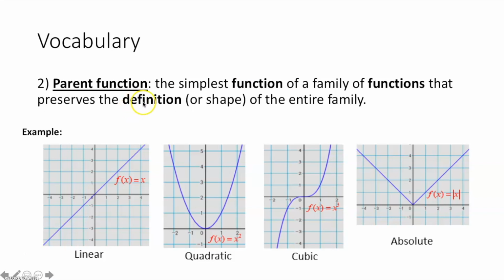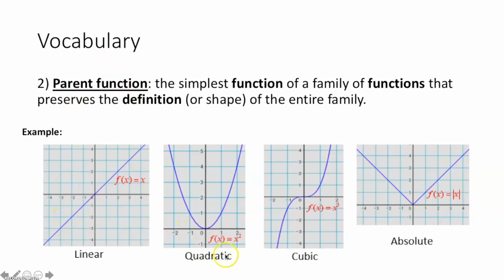Now, a parent function is going to be the simplest function of a family of functions that preserves the definition or shape of the entire family. So what does that mean? Well, here, the most basic linear function you can make is y equals x, or f of x is equal to x. Okay, you're not doing anything to x, you're not multiplying it by 2, you're not adding anything, you're not dividing it by anything, it's just y equals x. F of x is equal to x. That's why it's the parent function.